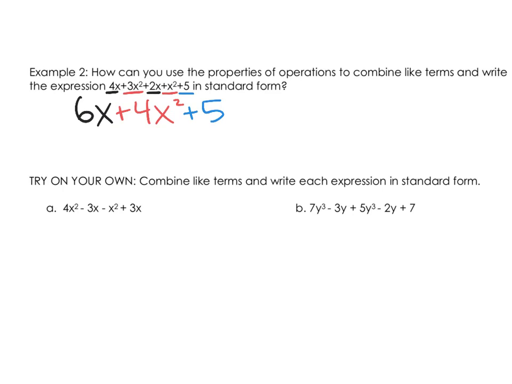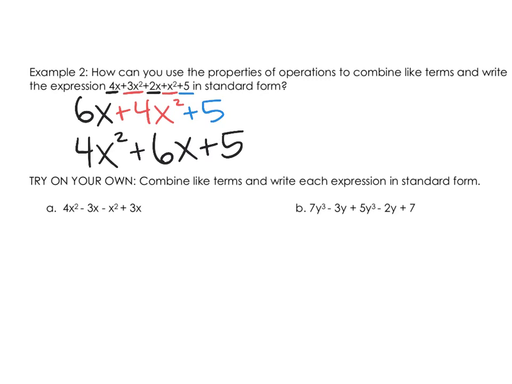And then that last little guy, plus 5, doesn't have anyone to go with, so I'm just going to bring it down. Now I need to double check, do I have my answer written in standard form, which I do not. So I need to put my highest exponent first. So that positive 4x squared is going to come out front. Then the positive 6x, and then the positive 5. Okay, if you want to try the next two on your own, pause the video and come back and see what you get.